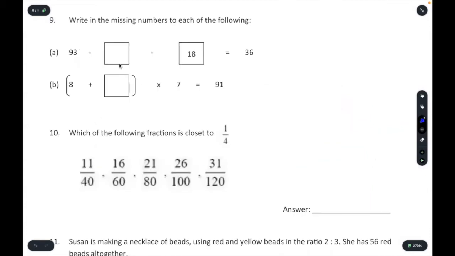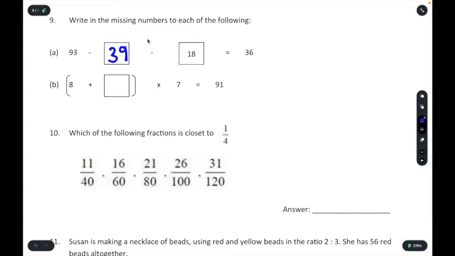9a, 93 take away something, take away 18 equals 36. Well, 18 add 36 is 54. So at this stage, we're at 54. So 93 take away something makes 54. Or we can say, what's 93 take away 54? If it was 93 take away 53, then the answer would have been 40. But given the fact that it's 93 take away 54, it's going to be 1 less than 40, so it's going to be 39.